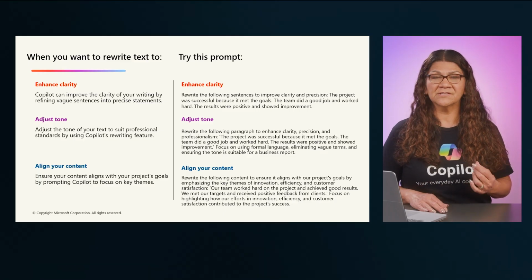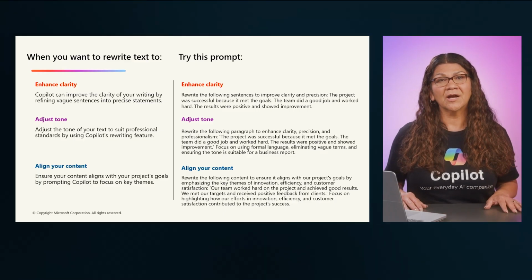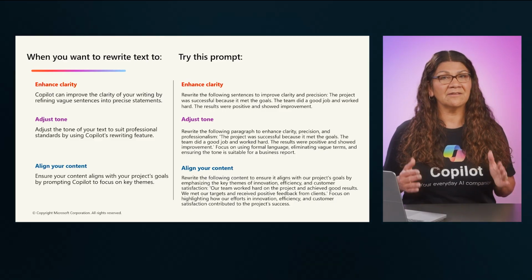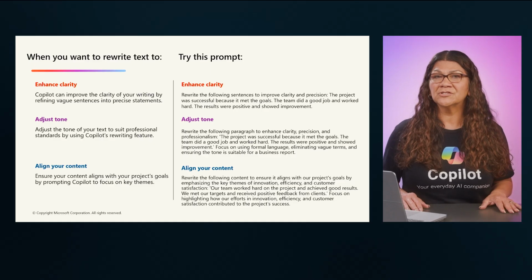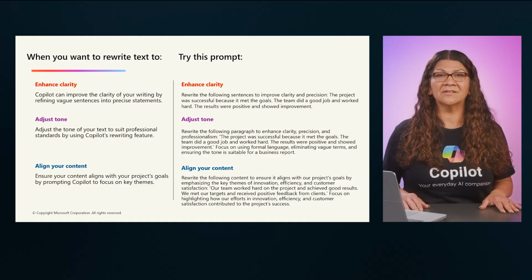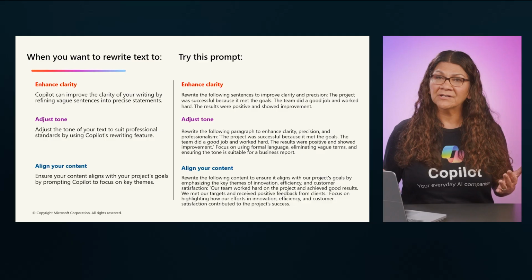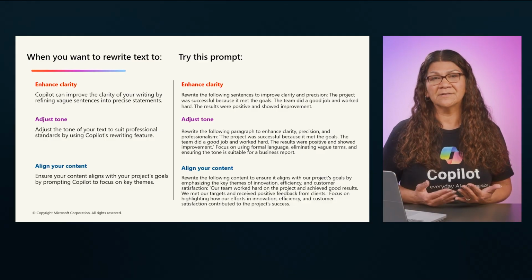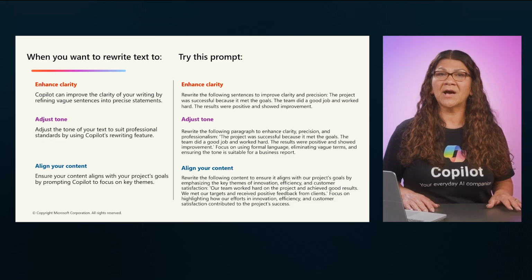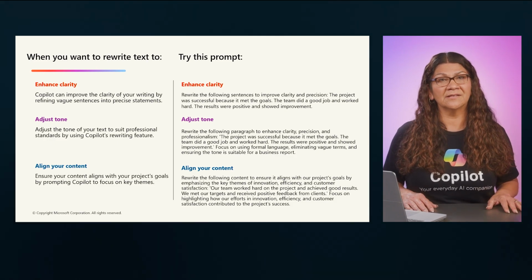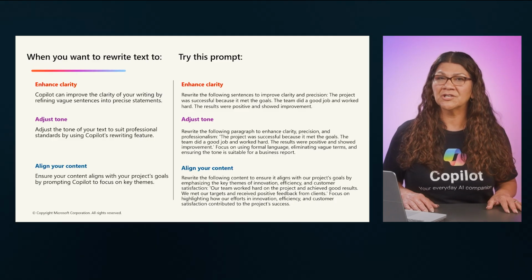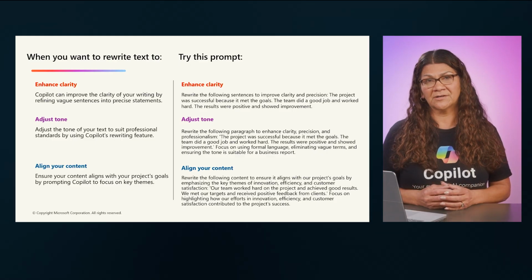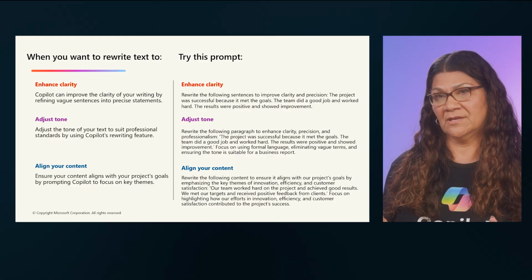For example, try this prompt. Rewrite the following project update to improve clarity and precision, eliminate vague language, and ensure the tone is suitable for an executive audience. Emphasize outcomes, efficiencies, and customer impact. This approach lets Copilot act like an editor on demand, helping teams confidently share results that resonate with our stakeholders and decision makers. Here's a best practice tip.